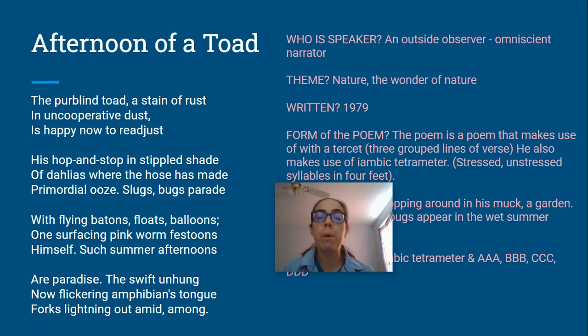So, the form of the poem, this is a tercet. If you see here, rust, dust, and readjust. You have three lines in one stanza. So it's kind of like that's our thought, right? And it's rhymed, which he didn't have to do, but he did. And it's so lovely. So we have the rhyme scheme, which we're going to talk about in a second.